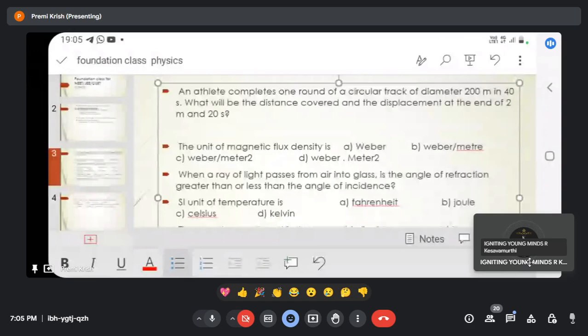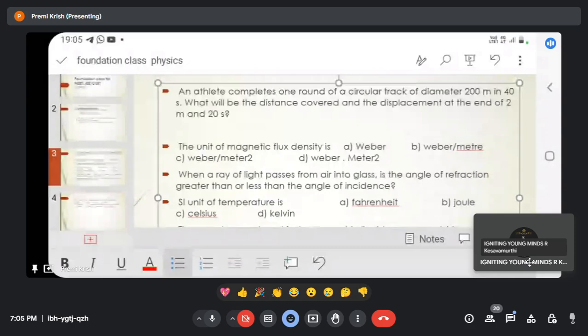Okay, let me now explain. Yes, sir. First, you have to calculate the circumference of the circle, which is equal to 2 pi r. They have given the diameter as 200 meter. So from the diameter, we can calculate the radius, which is equal to diameter by 2. So the radius of that circle is 100.